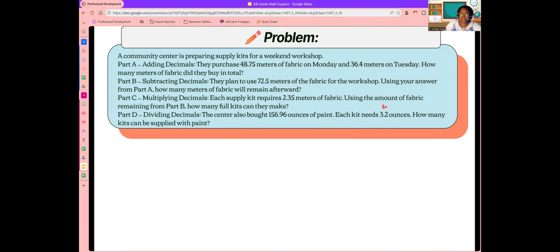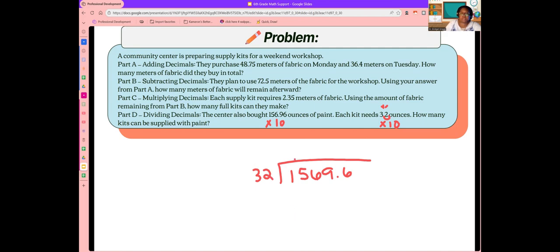Now, when we are dividing by decimals, we have to be very careful. This is going to be our divisor, and our divisor cannot have a decimal. So we would need to multiply this by whatever power of 10 is necessary to remove the decimal. Well, we only need to move the decimal one time, so we only need to multiply times 10. But we have to do the same thing for the dividend as well. So that means we will have 1,569.6 as the dividend now, because we have multiplied by 10, and now we will have 32.